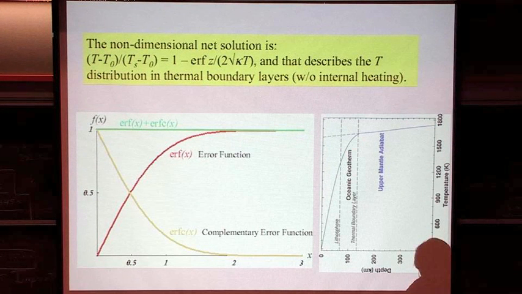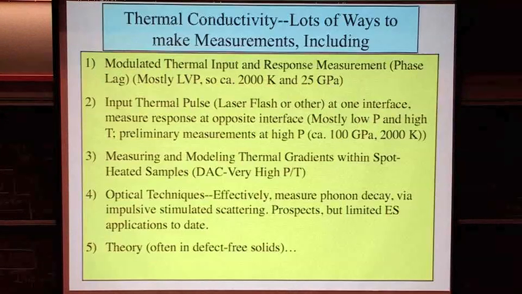And it's also a nice way. There are lots of ways to measure thermal conductivity, lots of them, and I don't even claim that this is a comprehensive list. One way, which I'll illustrate in the next slide, is you can modulate the thermal input into a sample and look at the response. In essence, you put a sine wave of pulsing into a sample, measure the temperature at different locations in the sample, and invert that for the thermal conductivity. This has been done at Bayreuth.